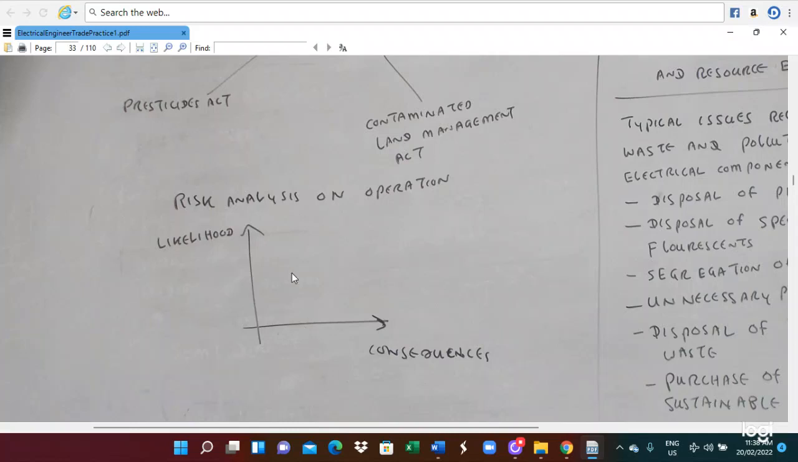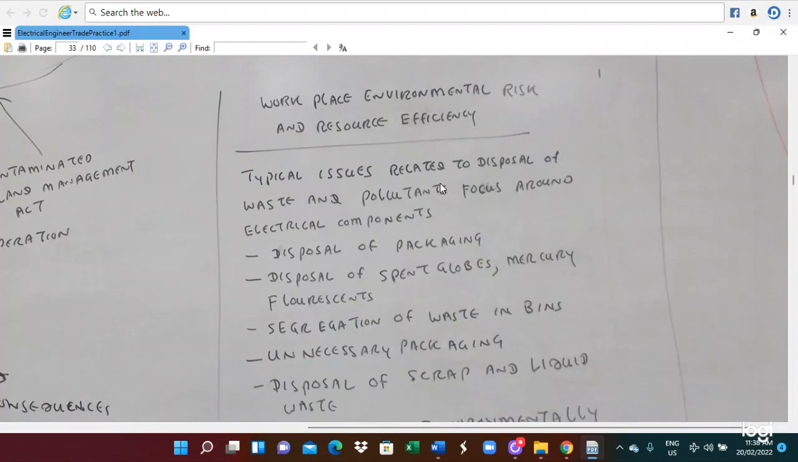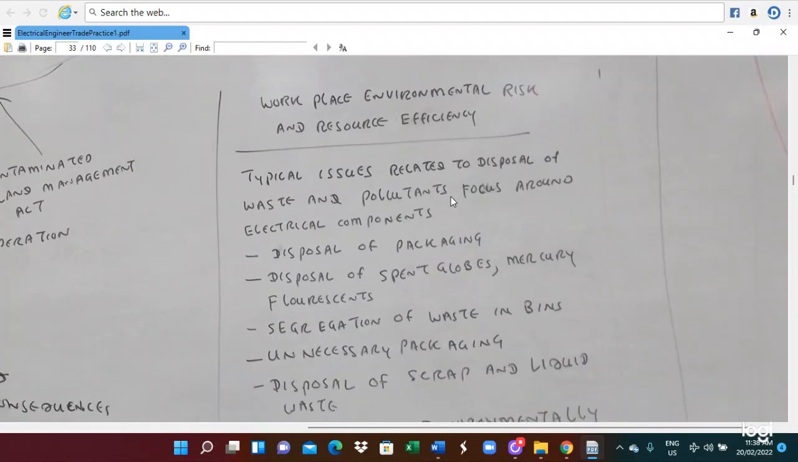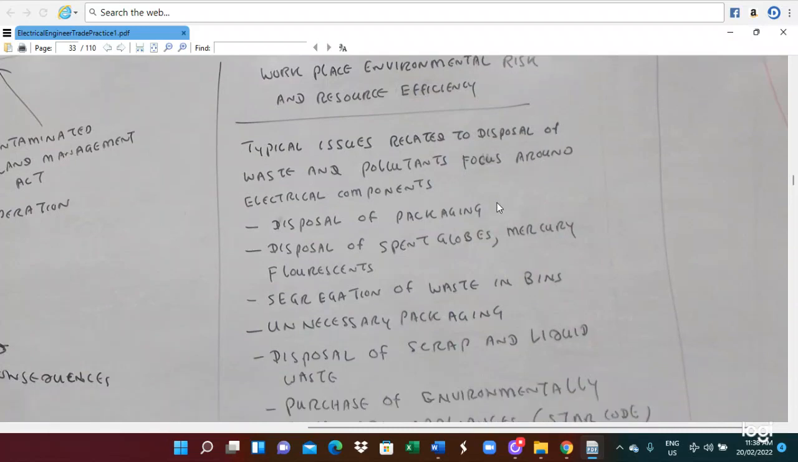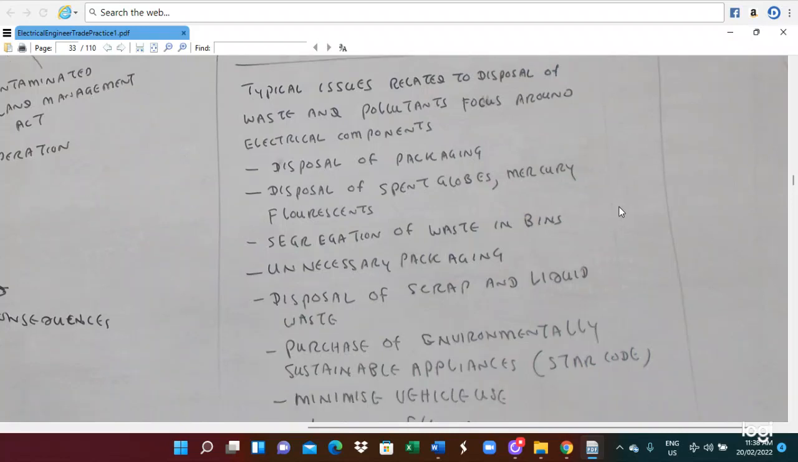So workplace environmental risk and resource efficiency are important aspects. Typical issues related to the disposal of waste and pollutants are focused around electrical equipment. When you are using any electrical equipment, appropriate pollution control must be observed. Disposal of all the packaging materials, such as insulation and plastic, needs to be done properly.